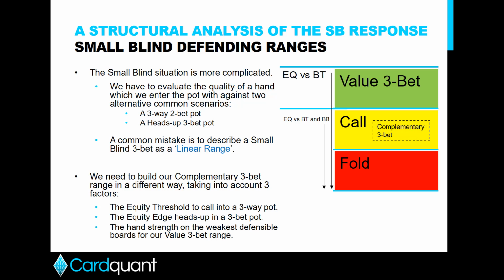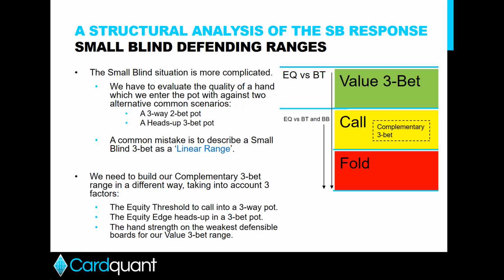And we're also going to consider the hand strength on the weakest defensible boards for our value 3-bet range, and that's going to matter a lot from blinds versus button, small blind versus button in particular, because of the fact that he can cover, well, more is the wrong word, but he can cover a more diverse set of flop textures than we can when we have this value 3-bet range, which will necessarily have a high range focus early on.